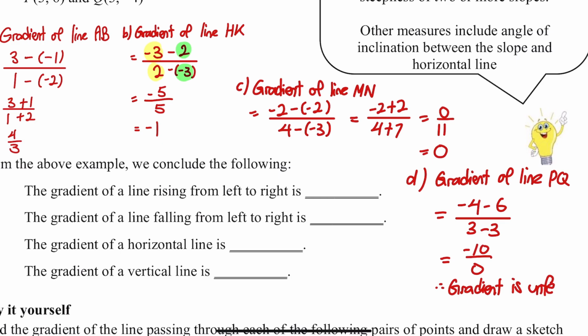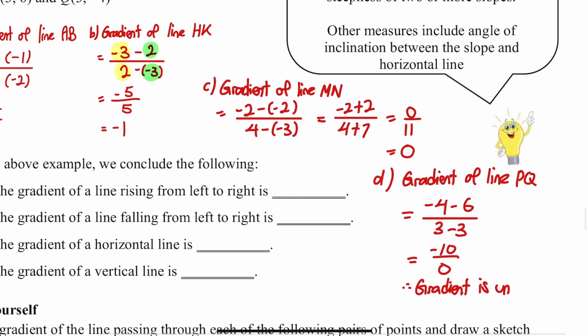So in this case over here, the denominator can never be 0. Therefore, this would mean that the gradient is undefined. Okay? If you don't believe, you can also press your calculator. Any number divided by 0, you should get a math error because the value is undefined.